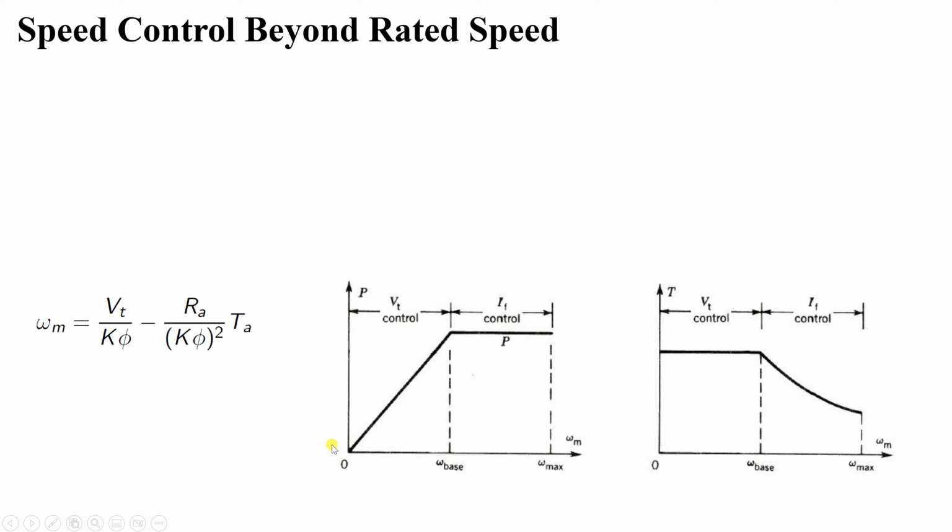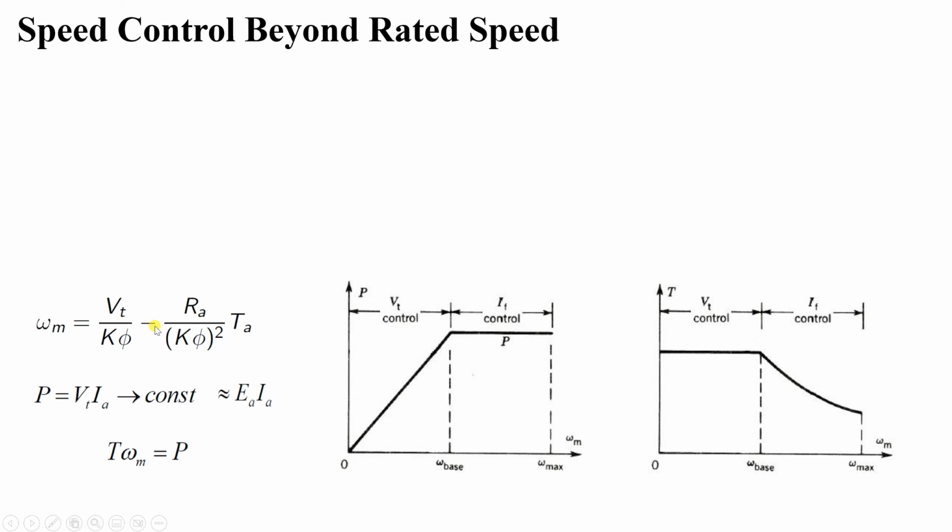From 0 to rated speed, we control it by controlling the terminal voltage. Beyond the rated speed, we use something which we call field weakening. What does it mean? It means that we control the field current in order to increase our speed. Okay, so let's understand this.